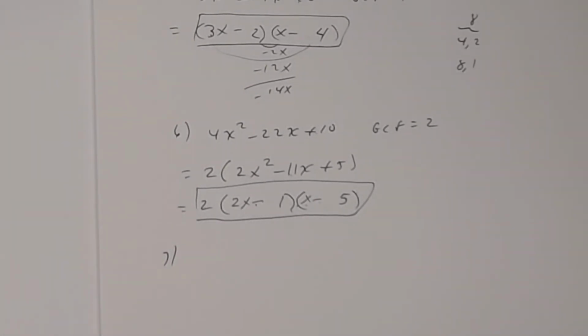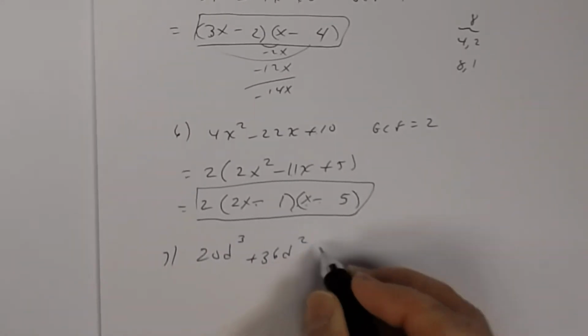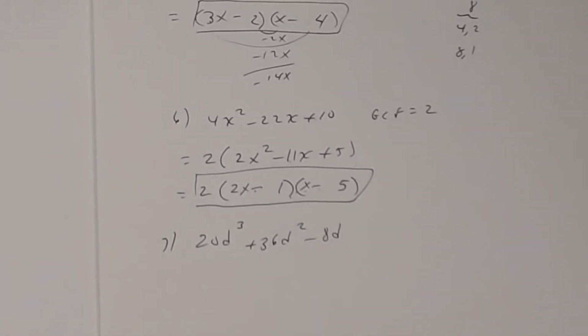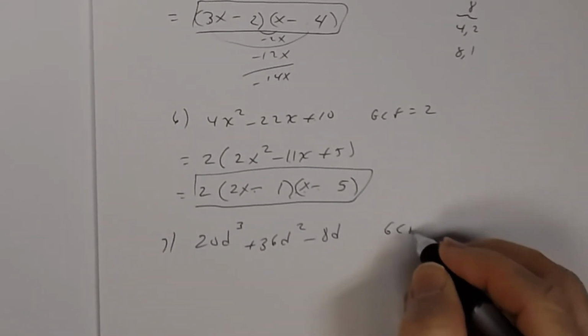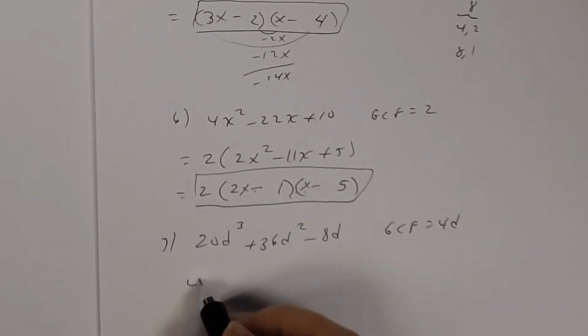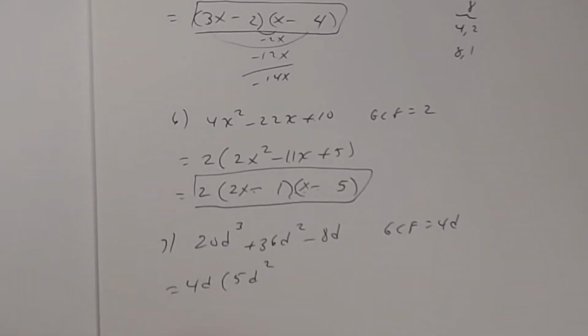Number 7, we have 20d cubed plus 36d squared minus 8d. All right, so 20d cubed plus 36d squared minus 8d. And for that one, it looks like the GCF is going to be 4d. So the GCF is 4d. And so if I factor out a 4d, I get 4d times 5d squared. 4d times 5d squared is 20d cubed.